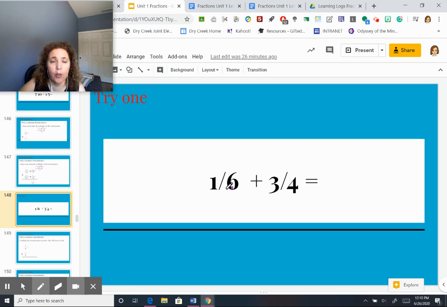So try this one, rewrite it up and down. I like writing this way because I want you to see that it can be written vertically or it could be written horizontally. This one's written horizontally, write it vertically, and then see if you can do this one, finding the least common denominator using the multiples.